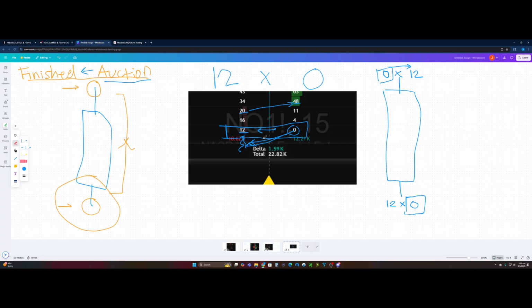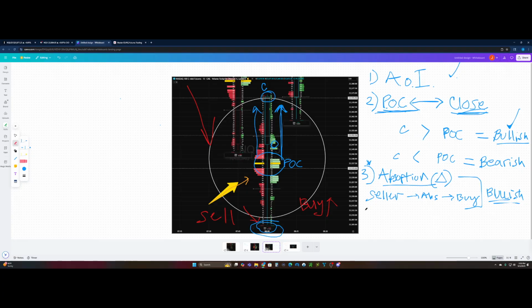But like I said, this is not a trigger. This is not a sell trigger or buy trigger. This just adds confluence to your analysis. Now, knowing this, because it's at the bottom, we have a finished auction. We're going to go back to our criteria. Again, this is number 4.